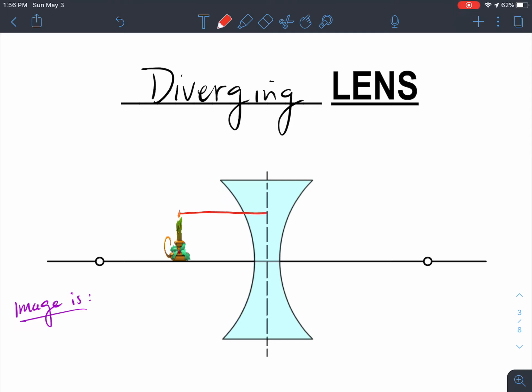So rule number 1, here's my red, parallel to the principal axis, and it says it's going to be bent to the focus. However, if I were to bend to the focus on the right side, that would create a converging lens, which is what we don't have. We have diverging. So instead of it lining up with that focus on the right, it's actually going to line up with the focus on the left.